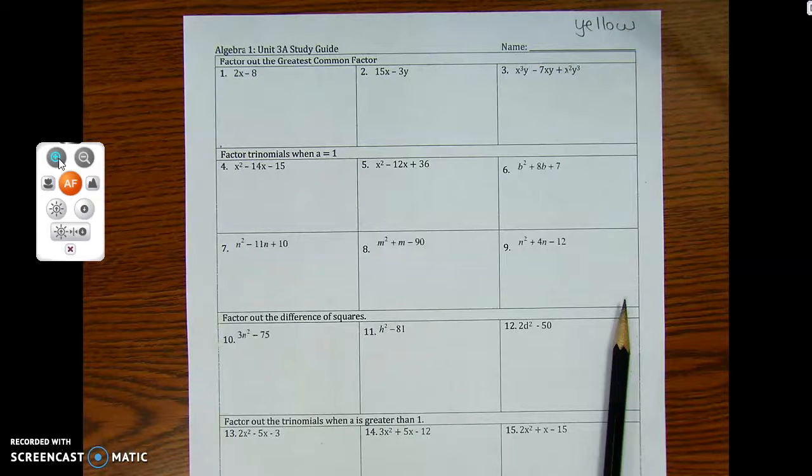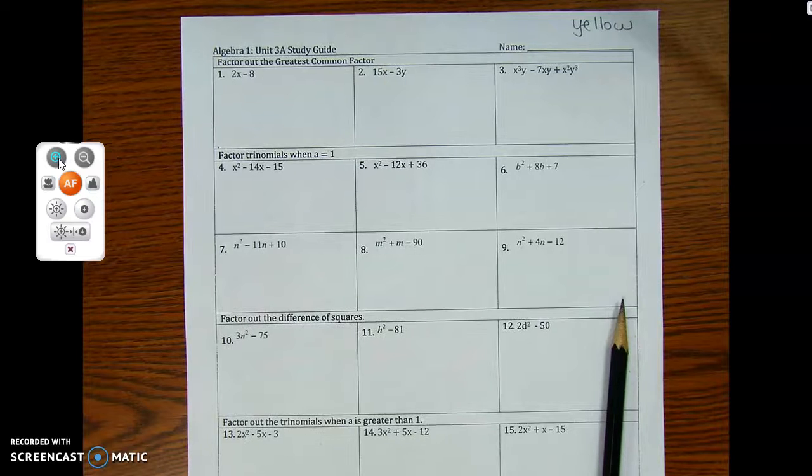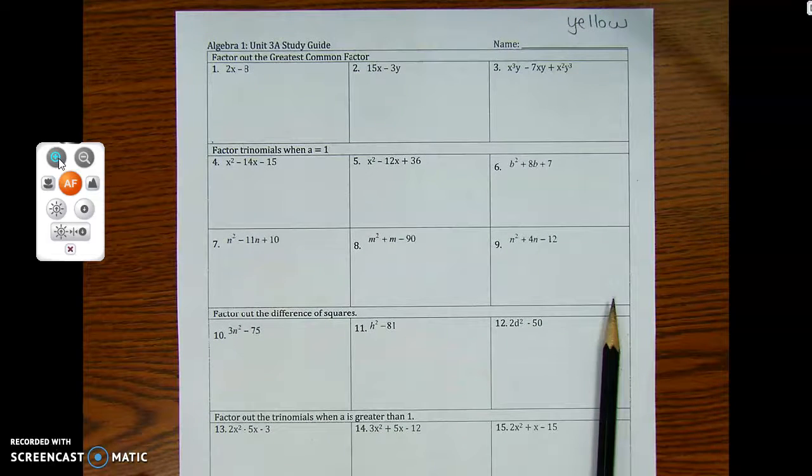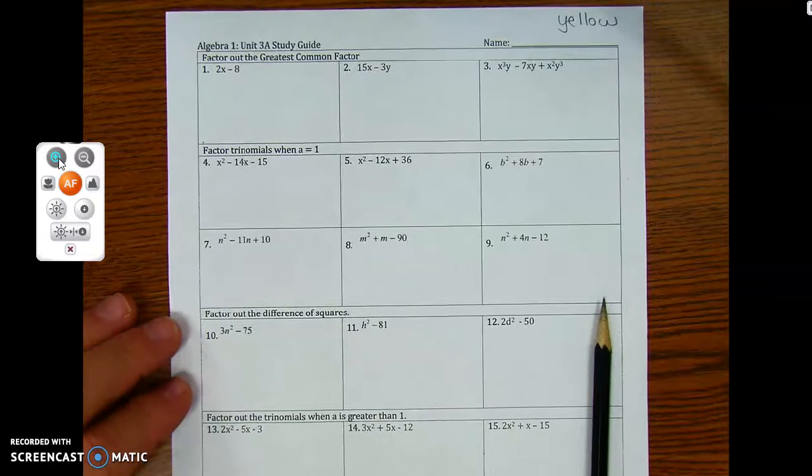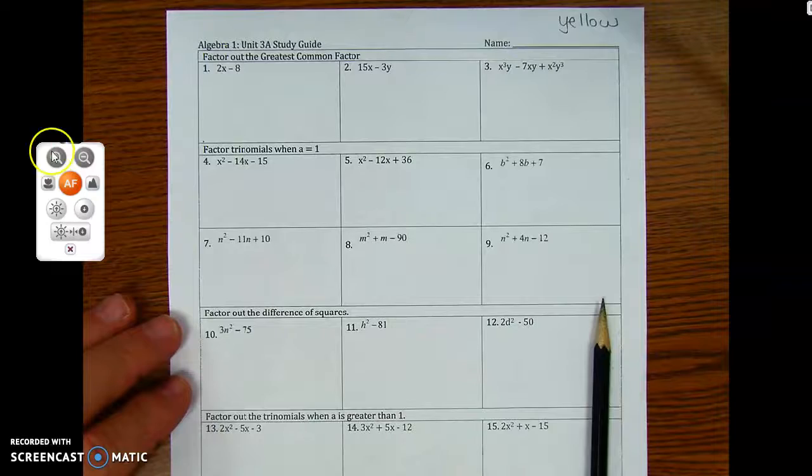I will assign an online test that we will still take part of the test in class, but we are going to take an online test on Thursday or Friday, so that if we don't come back the following week, I will have a test for this unit. And then we'll jump into Unit 3B.